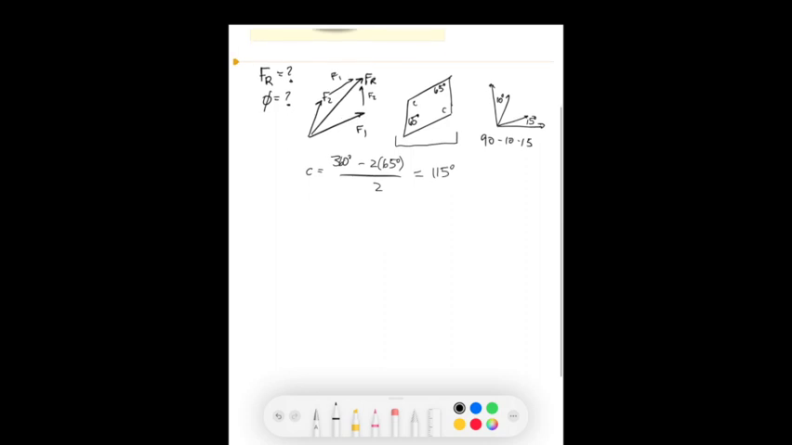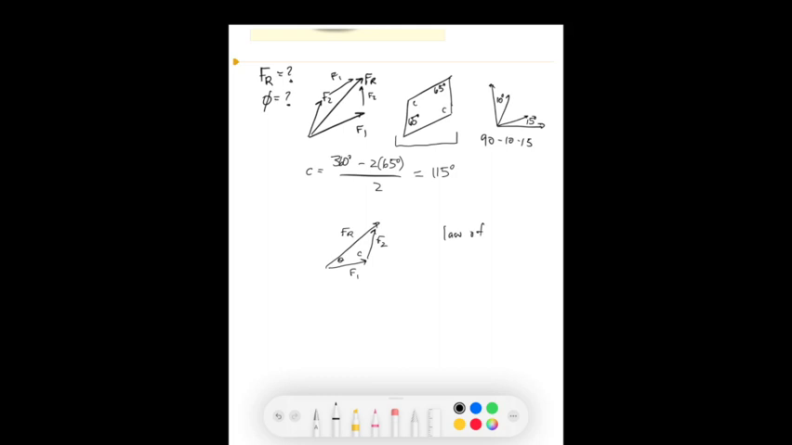At this point, we can draw a triangle here. We have FR, F1, and F2. And so we have a triangle here. And this is going to be some angle which we'll call theta, and we know that this is C, or 115 degrees. And now we can use the law of cosines, right?